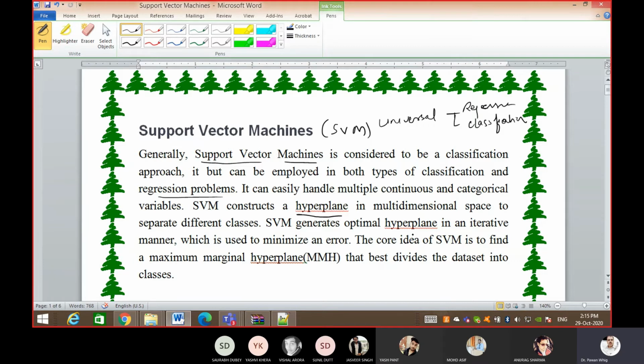Now SVM generates the optimal hyperplane, obviously the plane which divides the data into two groups. In SVM we find the optimal hyperplane in an iterative manner, which is used to minimize an error. We want to choose this hyperplane in such a way that your data is maximally apart from each other. The core idea of SVM is to find the maximum marginal hyperplane, that is what we call MMH, that best divides the data set into two classes. We will see through the diagram.